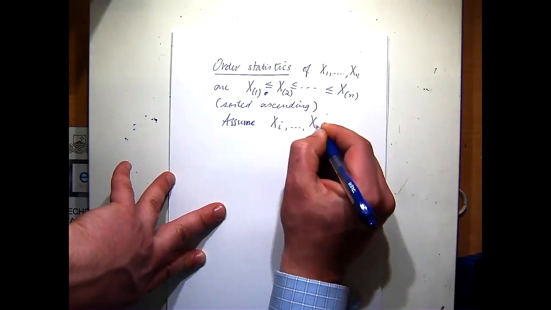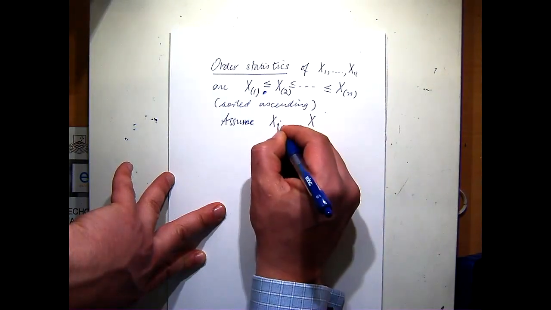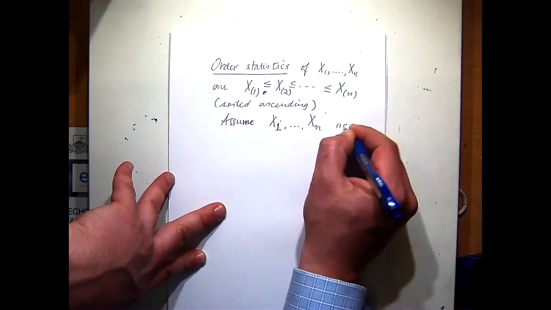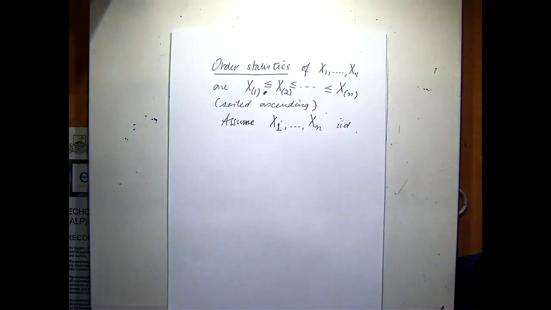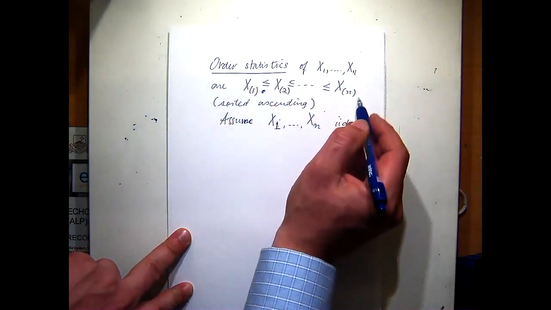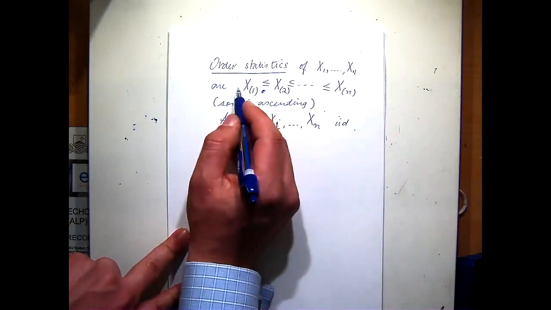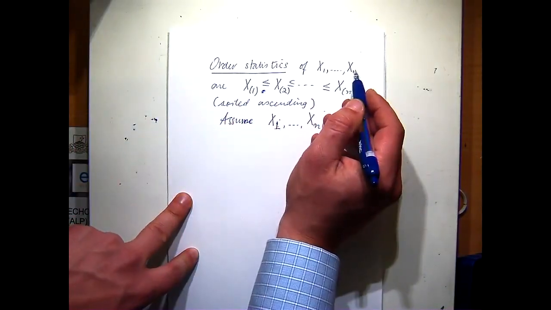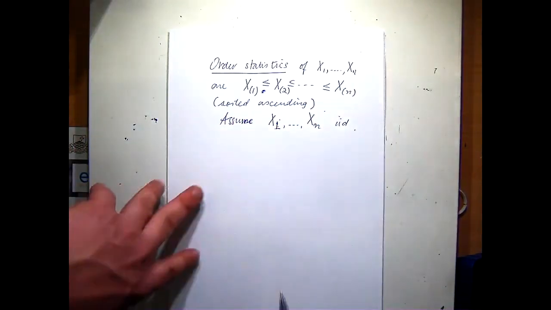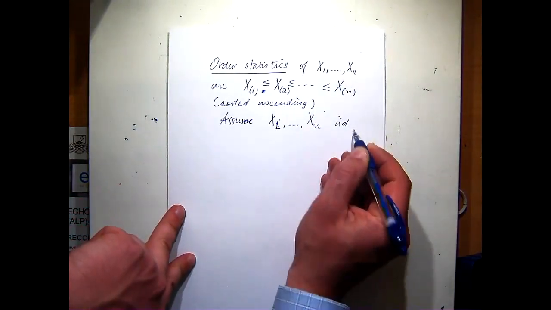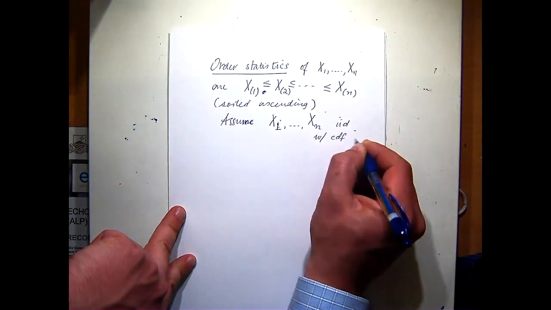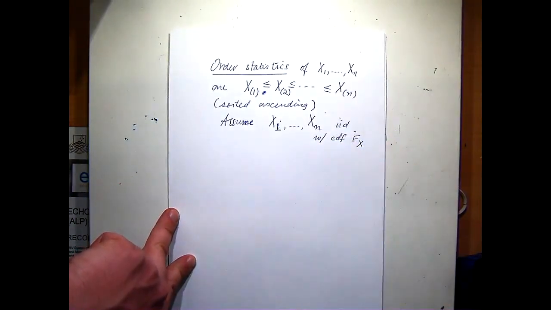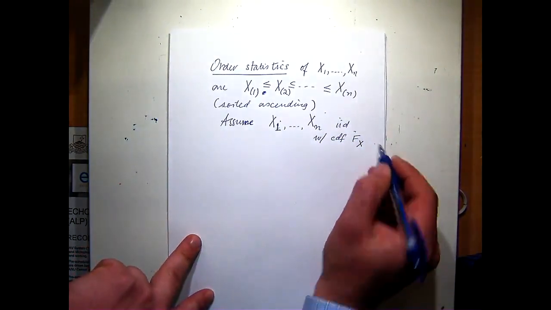So x1 up to xn are IID. Now the order statistics are never going to be IID because they can't be independent. If one is always less than the other, then they're dependent. So the derived order statistics will never be independent, but the underlying observations could be independent. So that's what we're going to assume, and that allows us, with CDF I'll just write F subscript X, that's the same CDF of all of the x's.